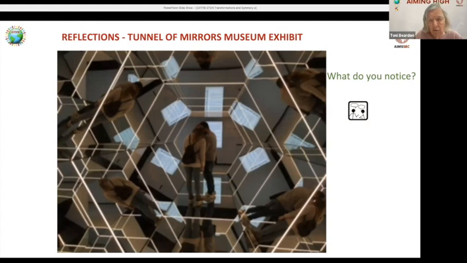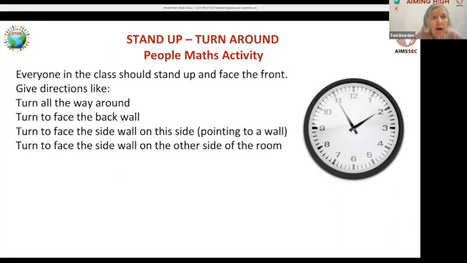Now we're going to look at a different sort of transformation. We've been looking so far at reflections, and now I want you all to stand up, please. Caroline, perhaps you could, I don't know whether you're in the sort of place where you could do this and show us, but anyway, everyone should stand up, and we're not going to check on you. But if you can, you should stand up and face the front. In other words, face your computer. Now I want you to turn all the way round. All the way round.